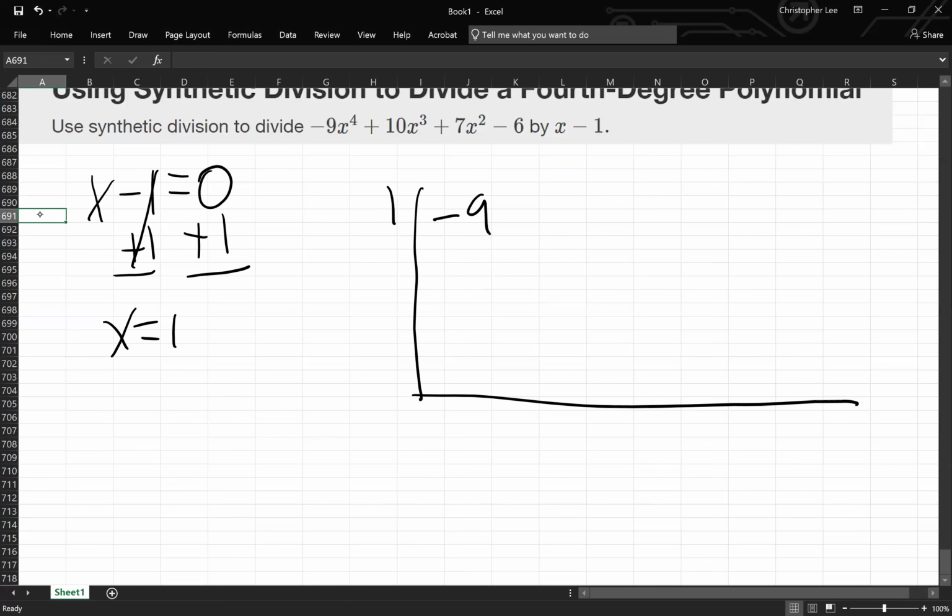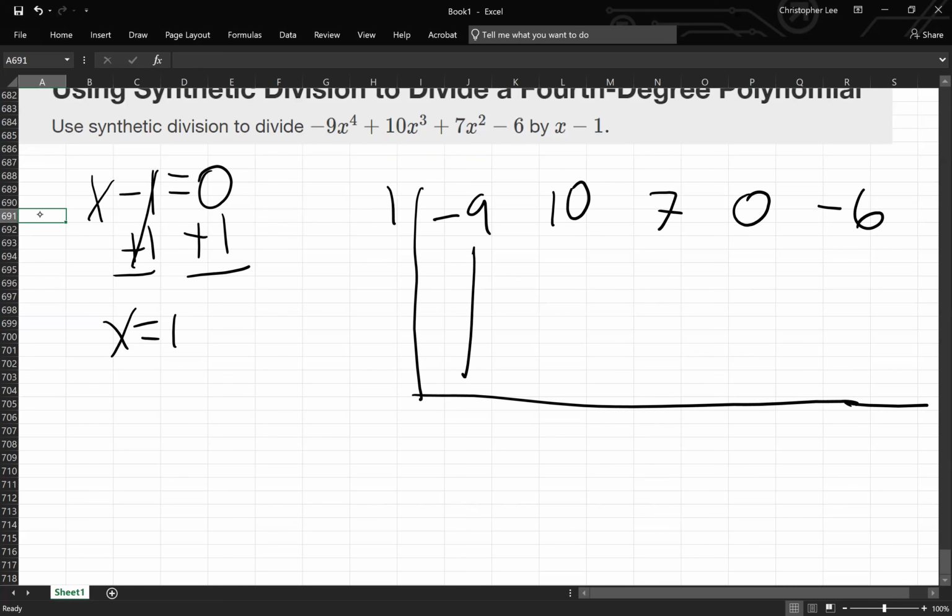The 1 is still there, 1 was right. So negative 9x to the fourth, 10x to the third, 7x squared, 0x, and then negative 6. That's better. Now it'll work out, right?